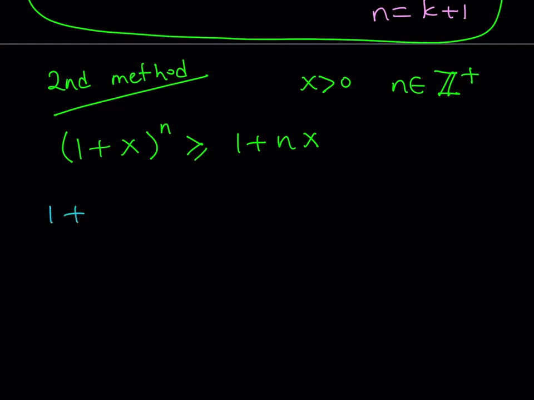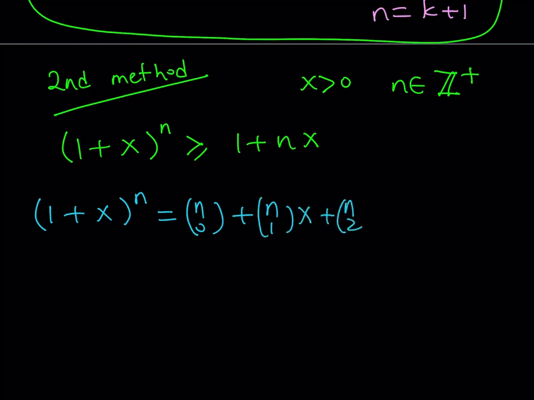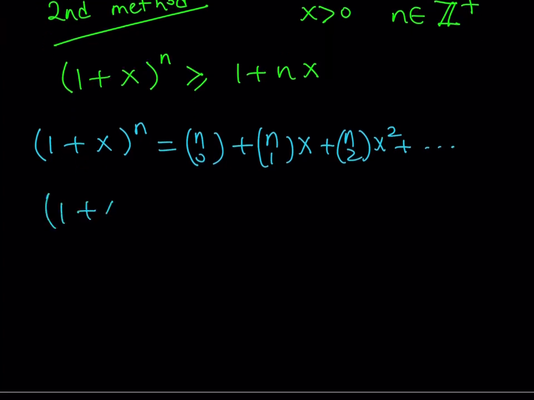If you think about the binomial theorem, this expression on the left-hand side can be written as n choose 0 times 1, which is 1, plus n choose 1 times x, and then n choose 2 times x squared. Since the other term is 1, I don't really need to worry about it, and so on and so forth. If we simplify, n choose 0 is 1, n choose 1 is n, so we can write it as nx, and n choose 2 can be written as n times (n - 1) divided by 2 times x squared, and so on and so forth.